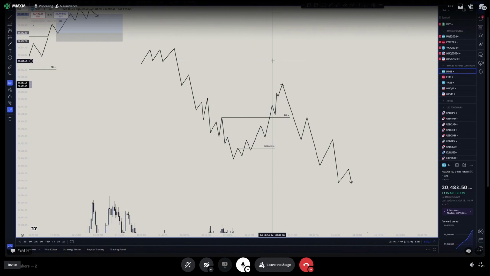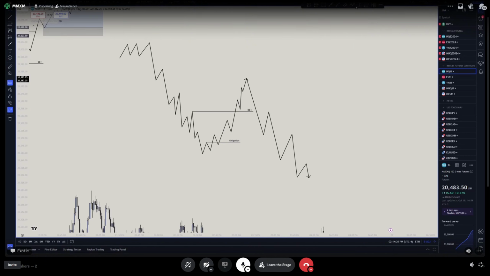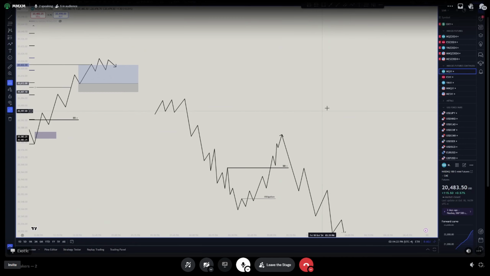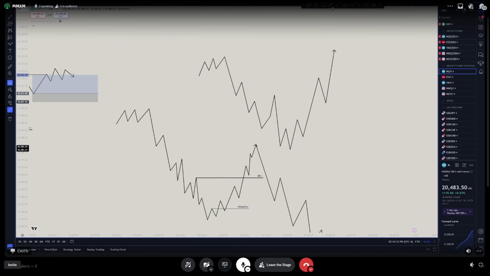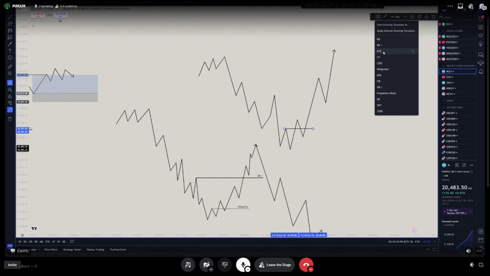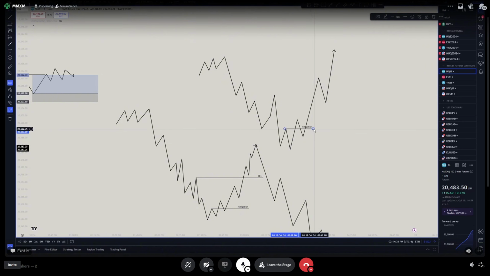So maybe let's look for that second stage of distribution always, right? So what are we doing when we're looking for that second stage of distribution? Right, what are you looking for? You're looking for that breaker block. You're looking for the first stage of distribution somewhere here, right? Boom, you get your mitigation block here, first stage of distribution. Boom, right? You take out this high.